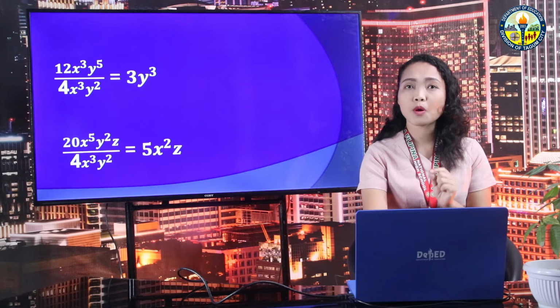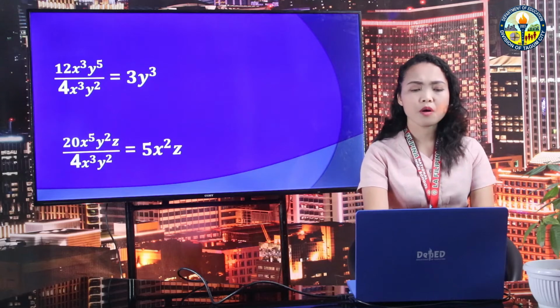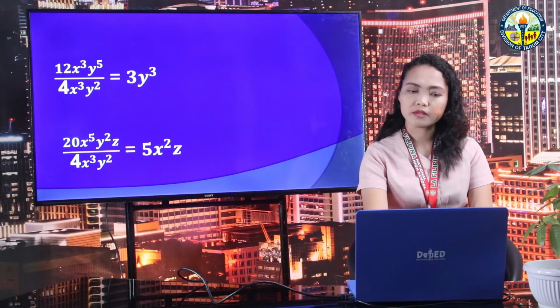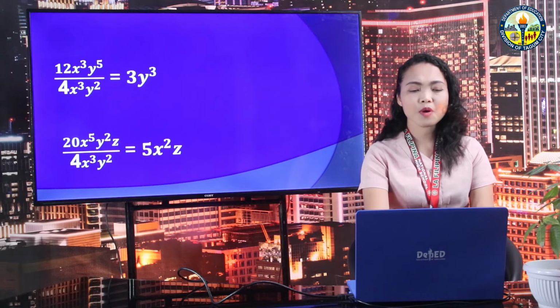And by the law of exponent, x to the power of 0 is always equal to 1. Then we have y to the 5th power divided by y squared. Again, we're going to subtract the exponents. 5 minus 2 equals 3. That is why we have 3y cubed.